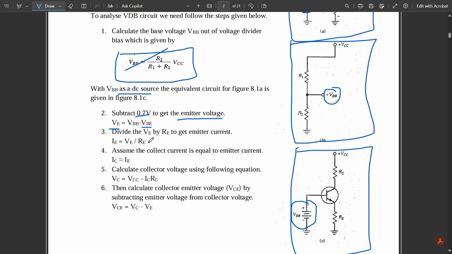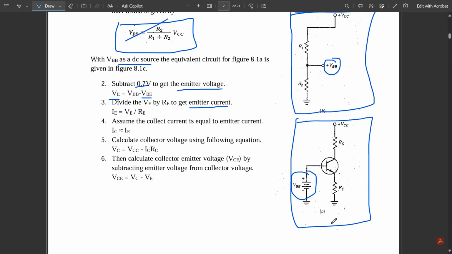Next is divide VE by RE to get the emitter current. Okay, after the emitter voltage, you should be finding the emitter current. We know that according to Ohm's law, I is equal to V by R. So IE would be equal to VE by RE. The RE value they would be giving you in the circuit only. In this equivalent circuit, the RE value would be already given. So you could be finding the emitter current from this.